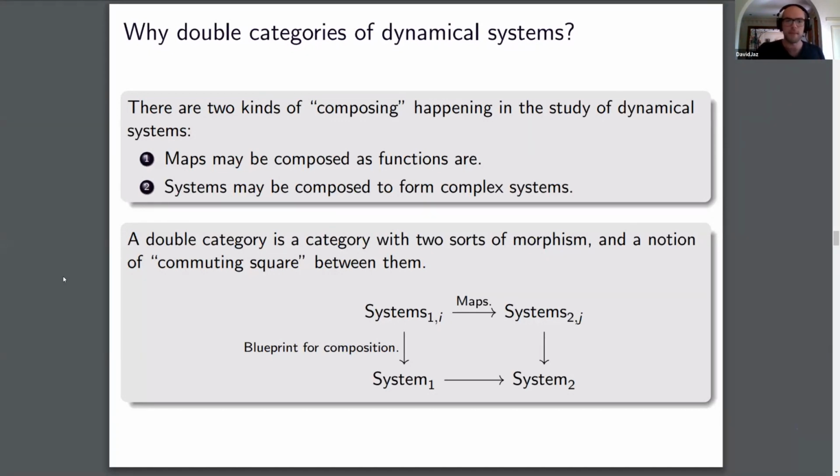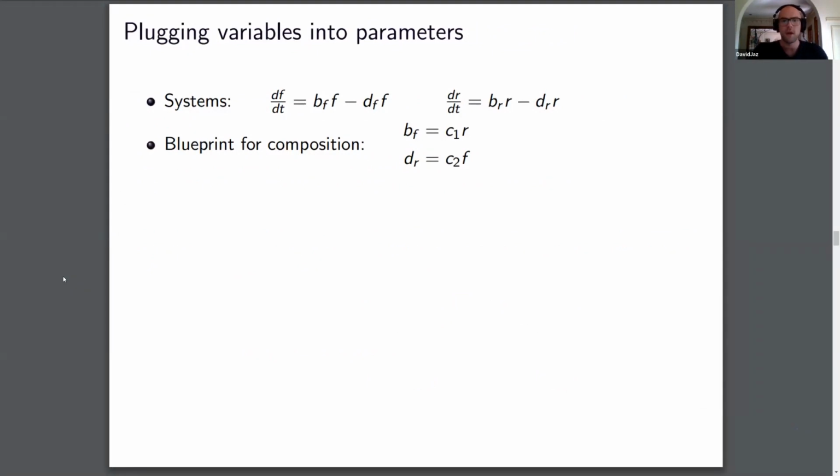So let me show you what I mean by composing systems. Let's suppose we have two animals, foxes whose population is F and rabbits whose population is R. And they're governed by these differential equations, namely that foxes are born at a rate BF and die at a rate DF, and similarly for rabbits.